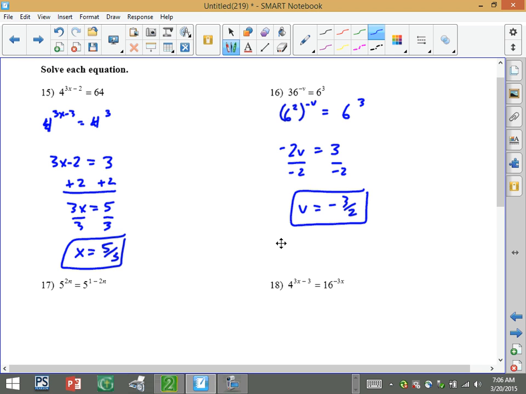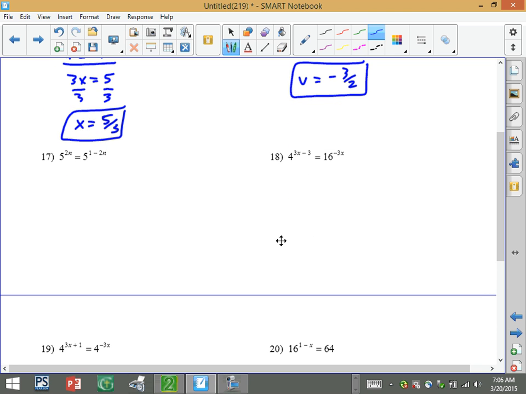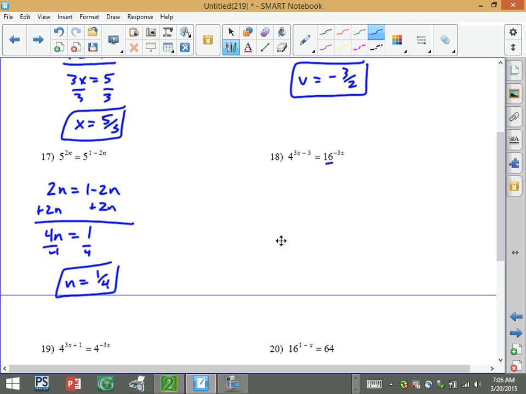Number 17. The work's basically already been done for us. We don't have to move anything. We just have to do 2n equals 1 minus 2n. So let's move the 2n over here. Add 2n to both sides. And we get 4n equals 1. Divide both sides by 4, so n equals 1/4.